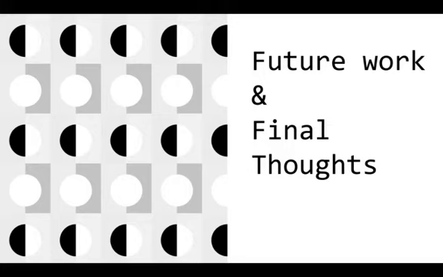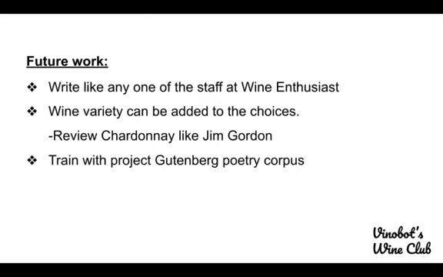Now, let's talk a little bit about future work and final thoughts. Ideally, this app would be able to write like any one of the staff at Wine Enthusiast. Perhaps one way to do this would be to train the fine-tuned result set using a taster-specific data set, right? It would also be better if a type of variety can be included in the choices. I would like to review Chardonnay like Jim Gordon, perhaps. But there are currently 708 unique varieties in my wine list, so perhaps I can use BERT for topic modeling first on wine reviews, and then recategorize my data set to a more manageable number.